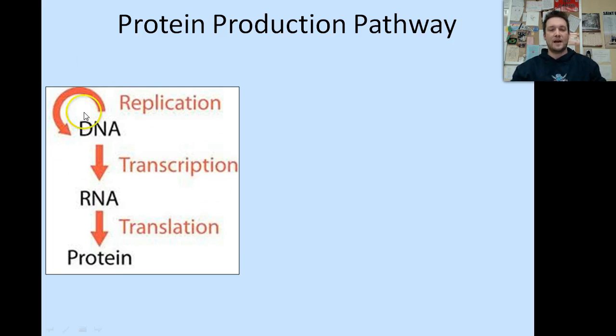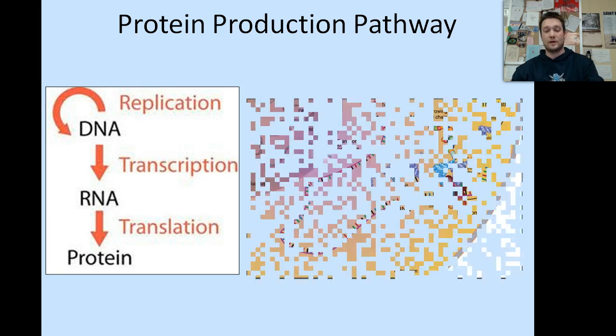Once that information is in the cells and you need to use it to make proteins, you have to copy it into mRNA first. We'll talk more about that later. And then that mRNA information is actually going to be used for translation, which is where we actually use it to make a protein out of amino acids.